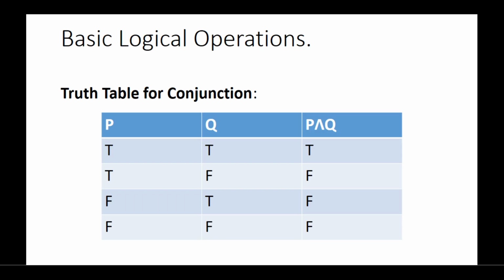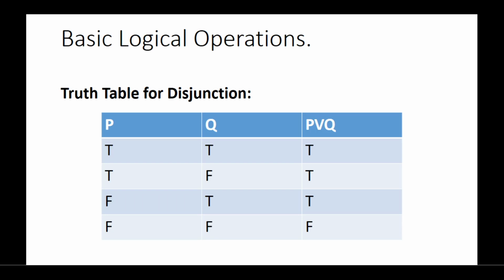That is, the conjunction is true only when both P and Q are true, and in other cases it is false. So that is the importance of conjunction. This is called the truth table for conjunction.